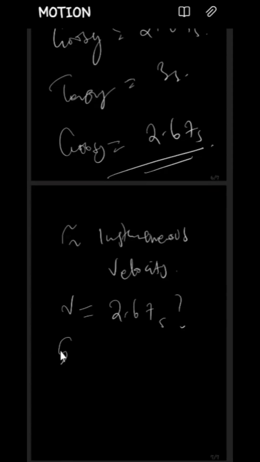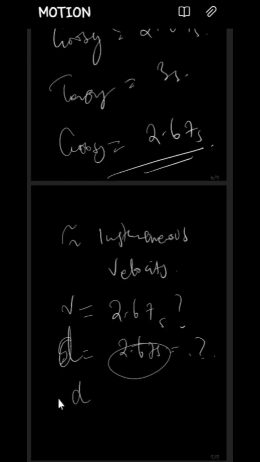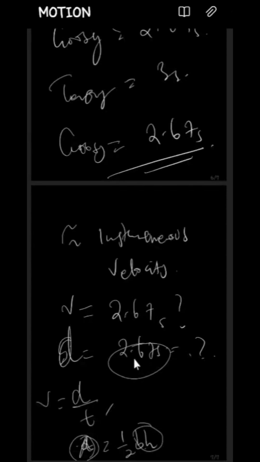And your displacement at 2.67 seconds. That is the question: the distance at which the loser dog is at 2.67 seconds. Now, we say velocity is equal to displacement over time, right? And since we are dealing with the graph, we are going to discover that the area under the graph will be the distance, right? And our base will be the time, which we already know. We are trying to look for the distance at 2.67 seconds.